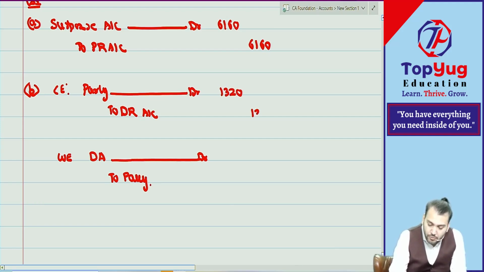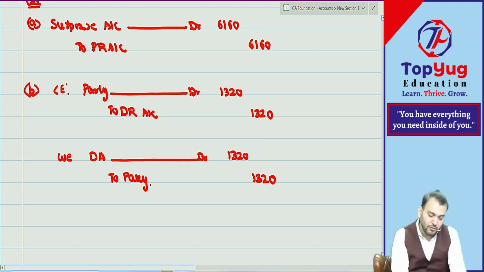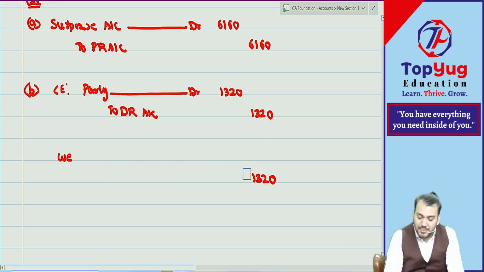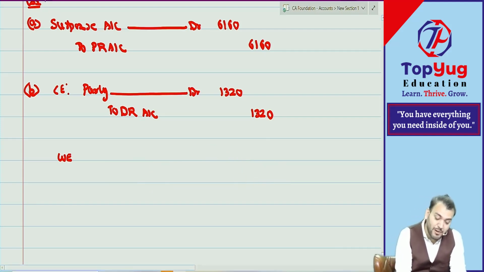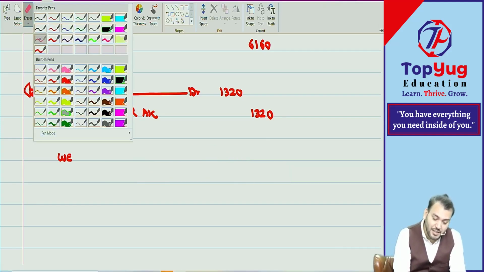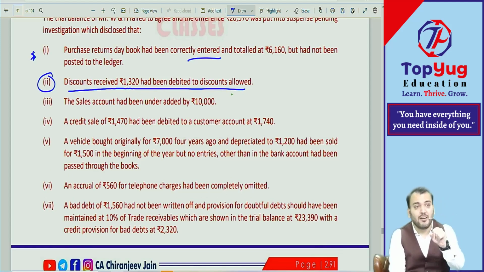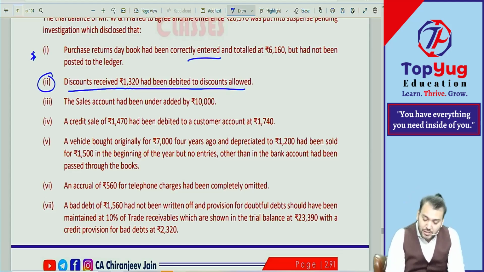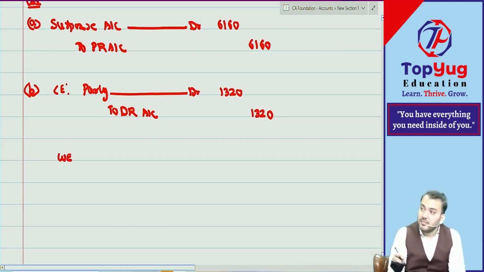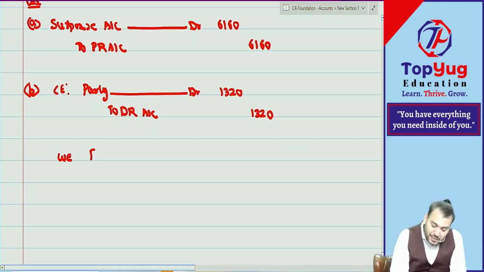1320. No, this is not correct. They have said it has been debited to discount allowed account, which means the party account is correct. I have also done it wrong. Given that it is debited to discount allowed, the party account is correct. Means the mistake has been done only in the discount allowed account.